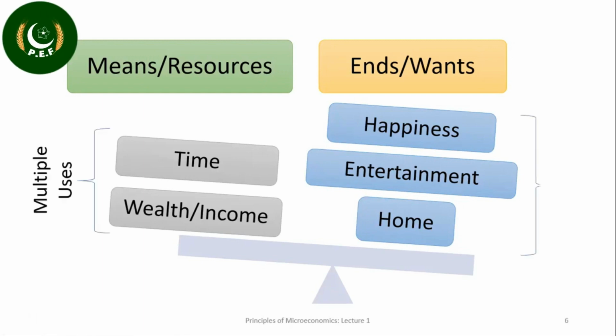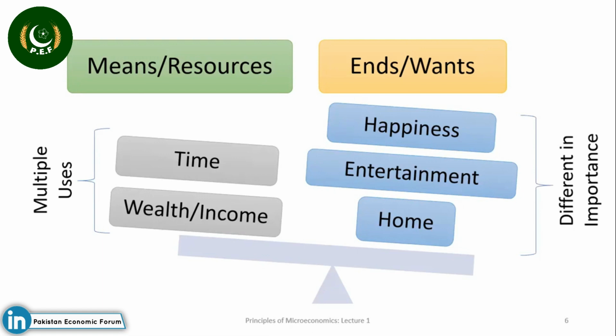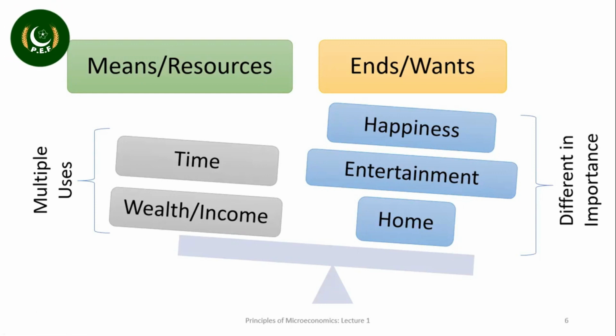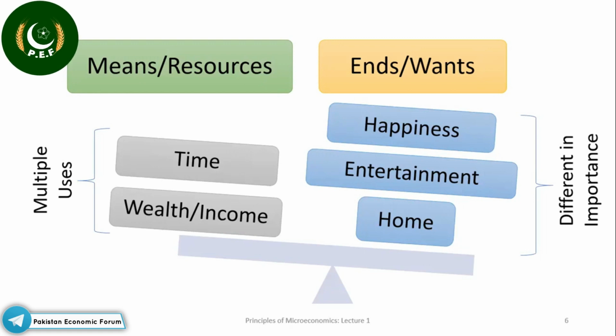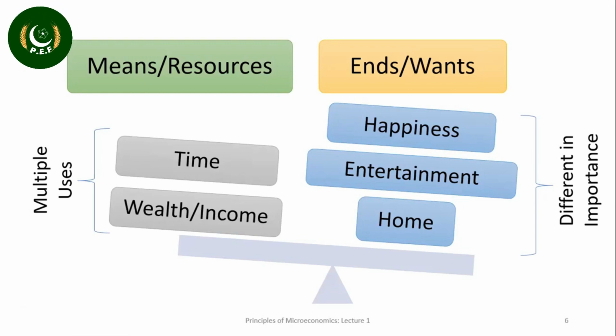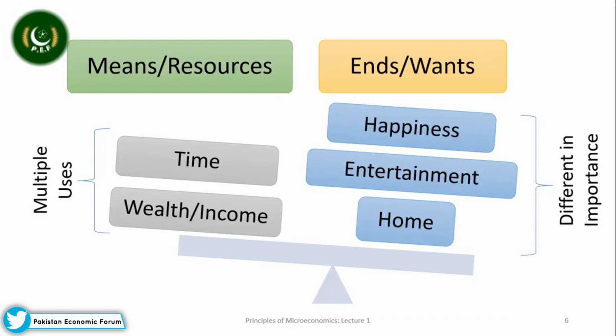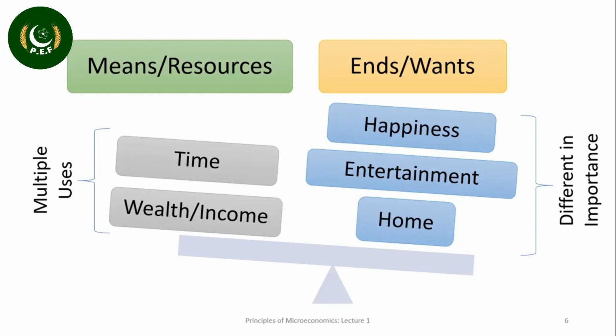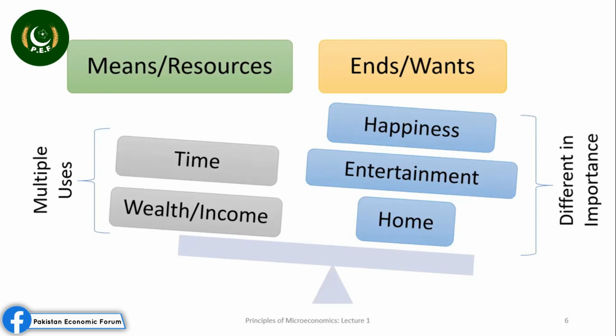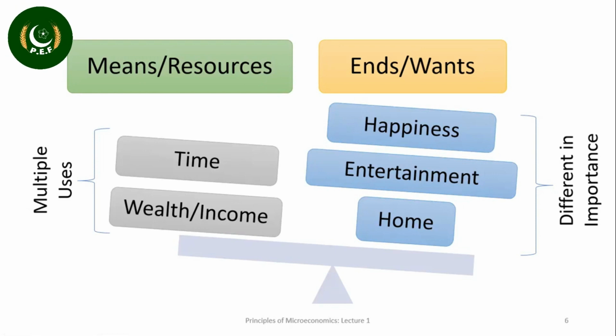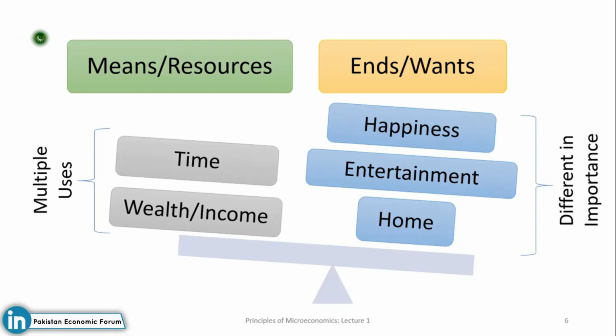Another thing about the resources is that a resource may have multiple uses. For example, if you have 1 hour of time, you can watch a video like maybe a short movie or a serial or a drama, or you may listen to the music, or you may do some studies, or you may have time with the family. So there are multiple uses. Similarly, if you have, let's say, 1 million rupees with you, you can spend it on so many goods, and it all depends upon your preferences. Similarly, all the wants are not equally important. Some wants are more important and some wants are less important.